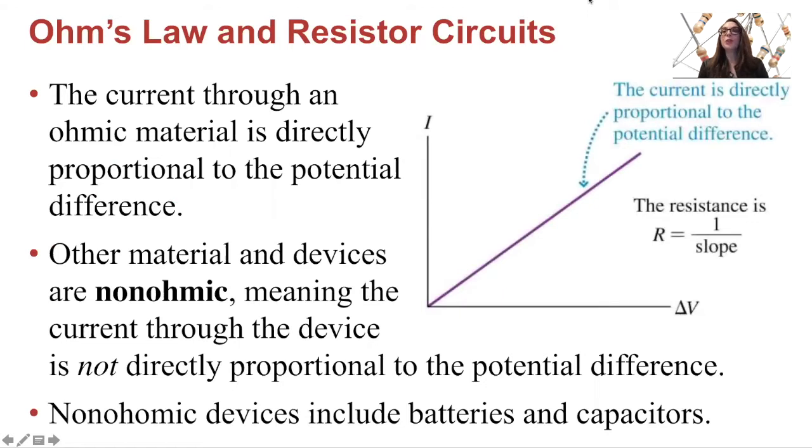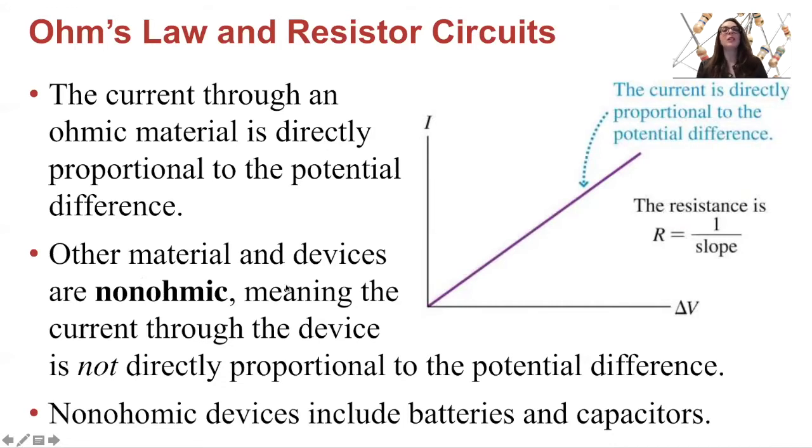Now, the current through an ohmic material is directly proportional to the potential difference. So that was the first equation you saw on the previous slide. Now, this is a graph that represents that same thing. Here we have the current on one axis, and we have the potential difference on the other. And we see that if the current is directly proportional to the potential difference, then we get a straight line here. And the resistance is 1 over the slope of this line here.